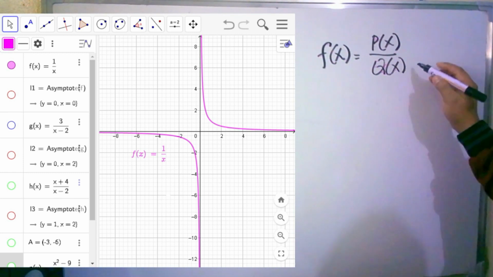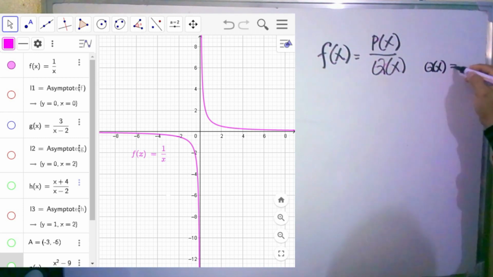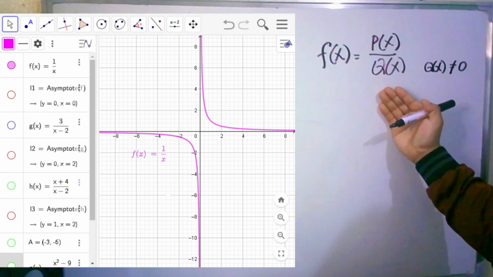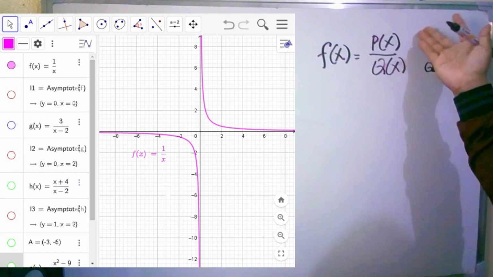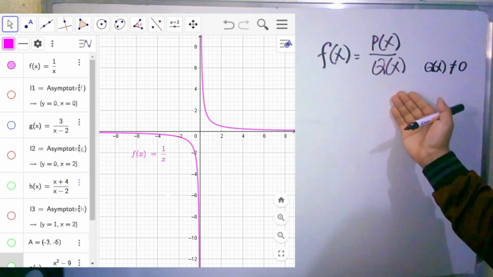Of course, we have to specify that q of x cannot be equal to 0, because again, division by 0 is undefined. We discussed that one also in the previous lecture. So that is basically the form of our rational function. Basta polynomial yung numerator, polynomial din yung denominator, except for 0, that is already considered a rational function.